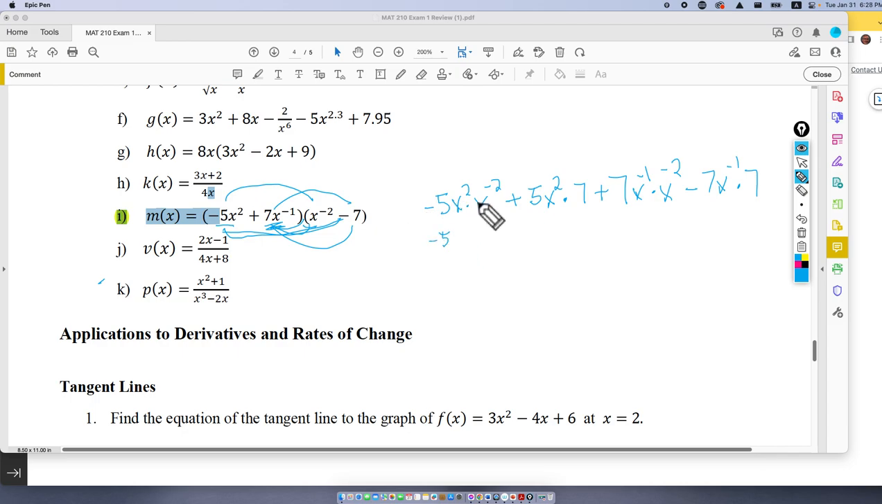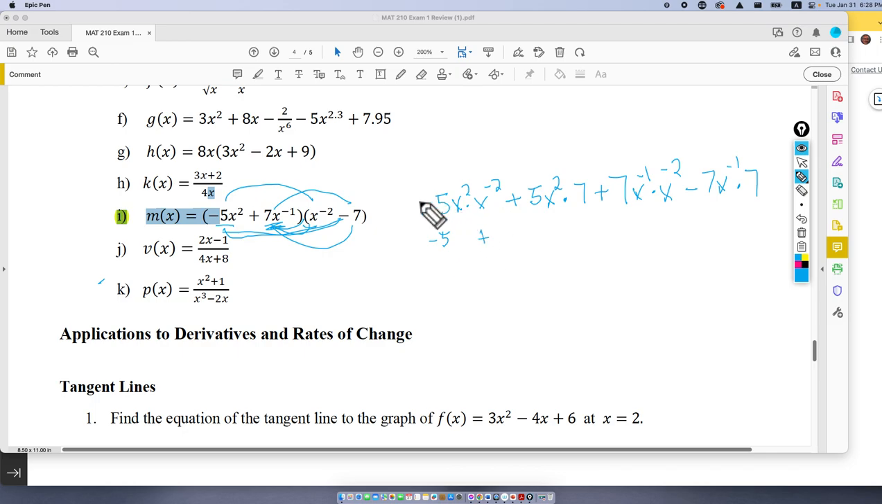When you're multiplying two things with exponents, what do you do with those exponents? You add them. What is 2 plus negative 2? 0. That's nice, isn't it? What's x to the 0? Oh, beautiful. It's a constant. See, sometimes it eases it. So that's just negative 5.